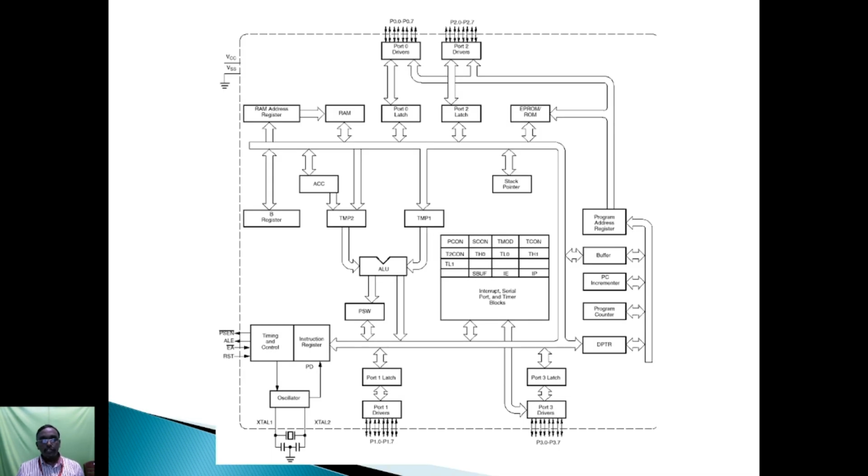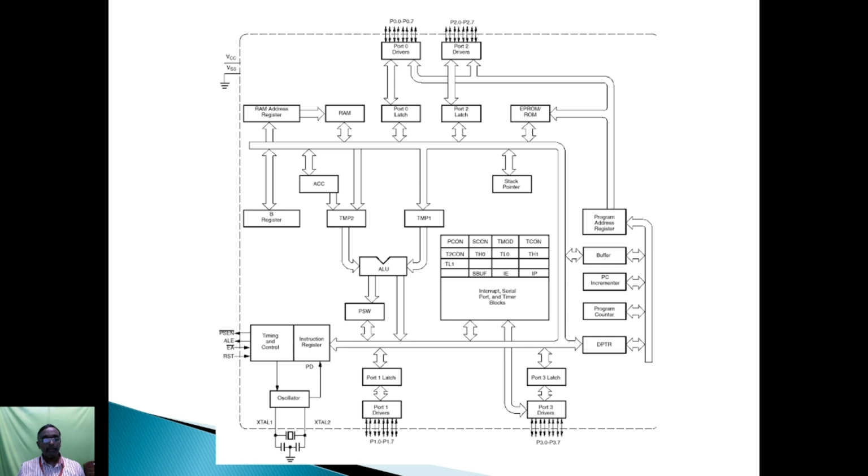Next one is the architecture. This is the architecture of 8051. The important things are temporary registers TP1 and TP2, the 2 temporary registers, and the ALU. ALU is the arithmetic logical unit. The arithmetic logical unit performs addition, subtraction, multiplication, division, etc. Another one is the accumulator. The accumulator is a register that stores the arithmetic logical results.